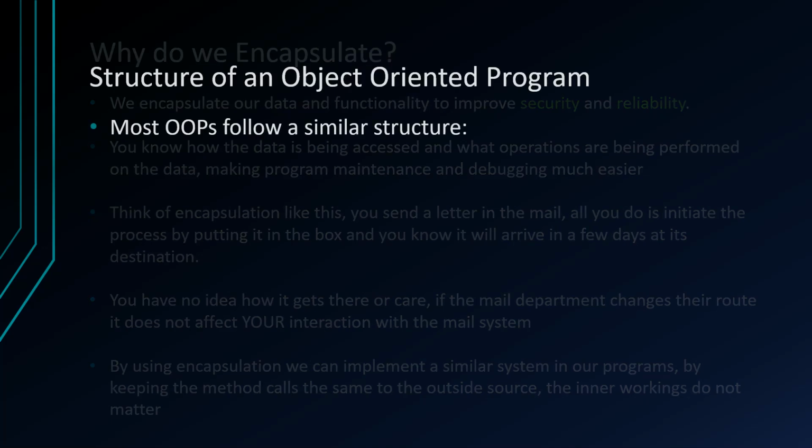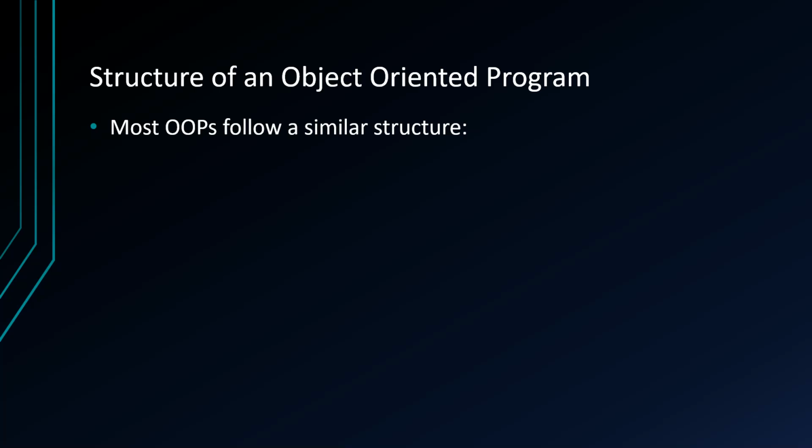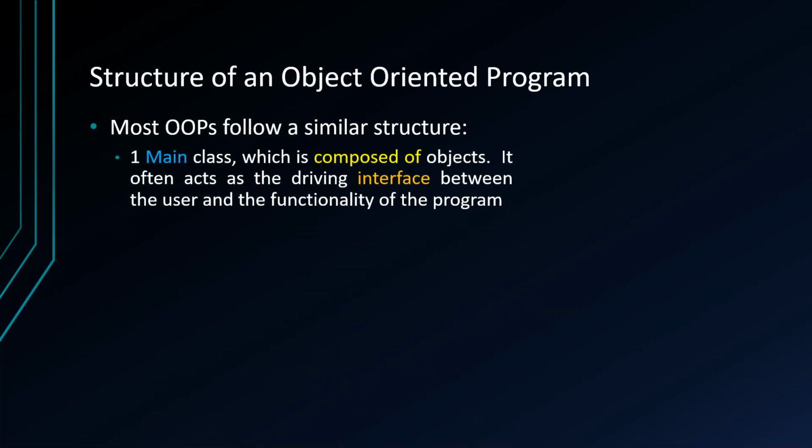So what does the structure of an object-oriented program actually look like? Most object-oriented programs follow pretty much the exact same structure. The first thing is we have one main class. This is our driver class, which is composed of objects. It often acts as the driving interface between the user and the functionality of the program. Its core job is to be that layer between the user and your actual program. So the user doesn't ever actually interact with any of your other objects or classes. It only interacts with that driver class, the main class.